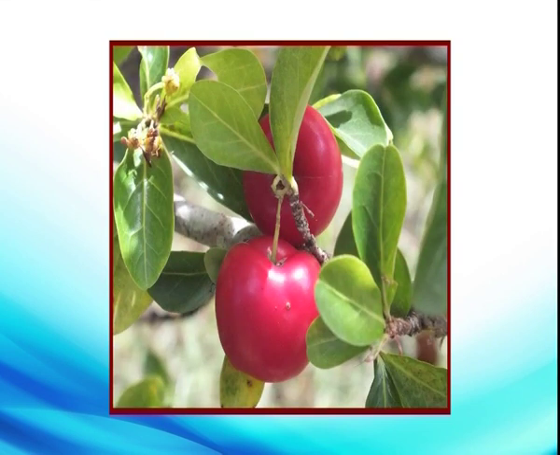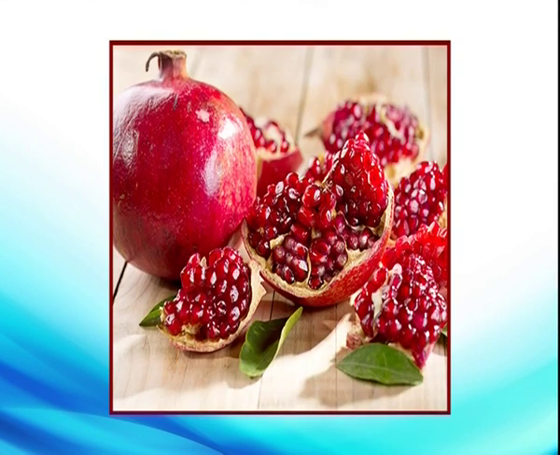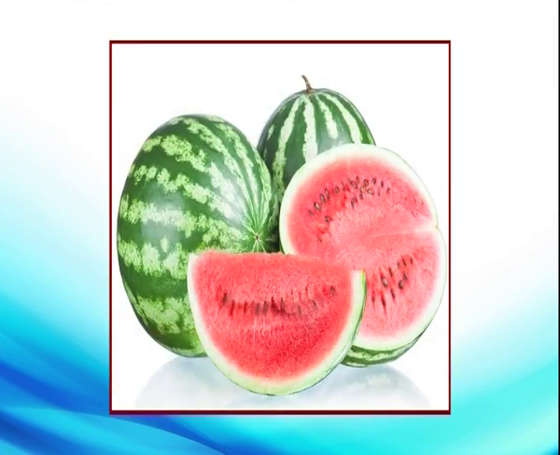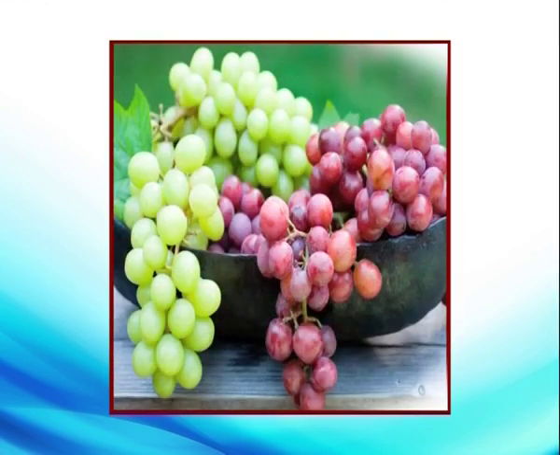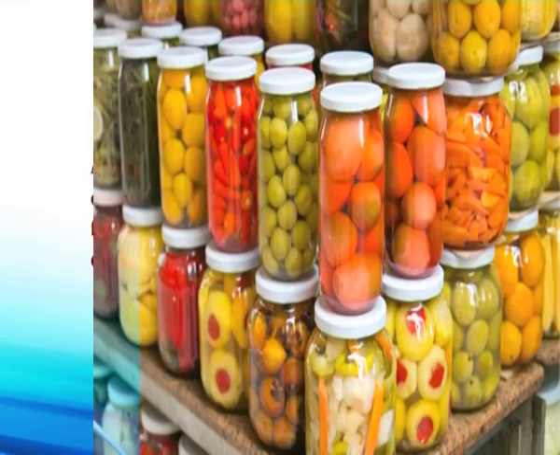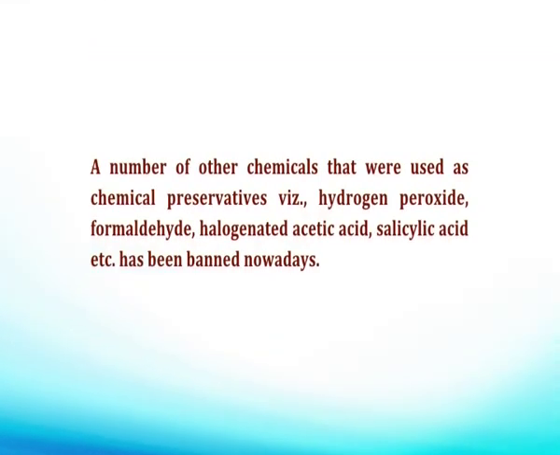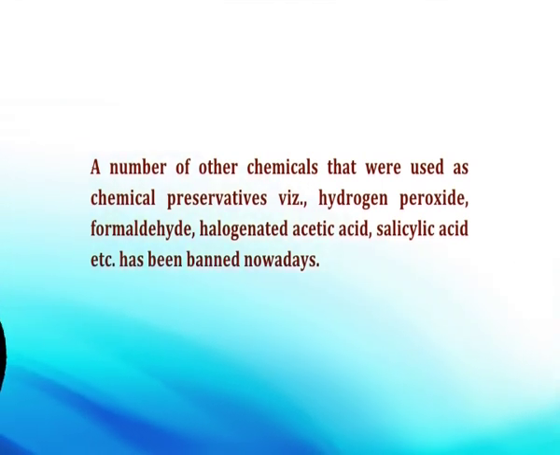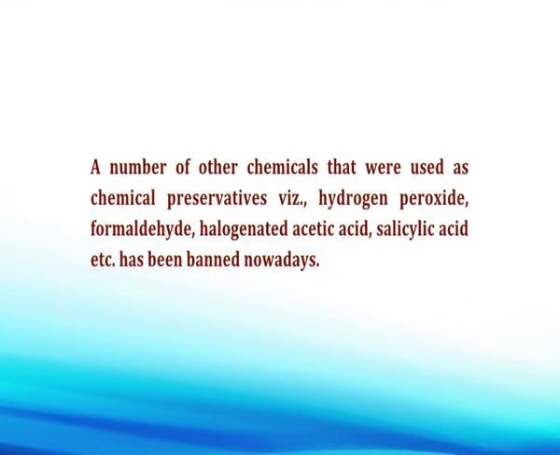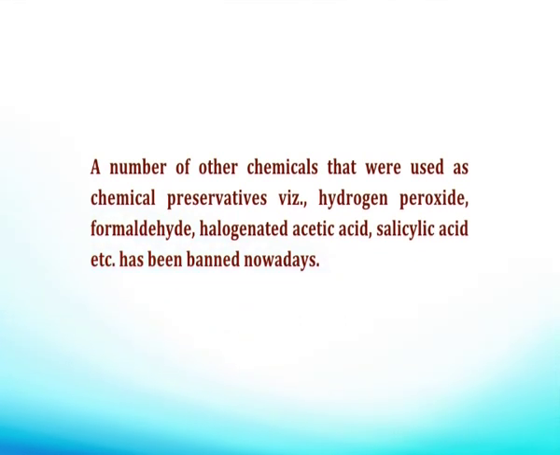Sodium benzoate generally darkens the product during storage. Therefore, it is generally used in colored products made out of fruits and vegetables like tomato, falsa, pomegranate, plum, watermelon, strawberry, colored grapes, etc. A number of other chemicals that were used as chemical preservatives, that is hydrogen peroxide, formaldehyde, halogenated acetic acid, salicylic acid, etc.